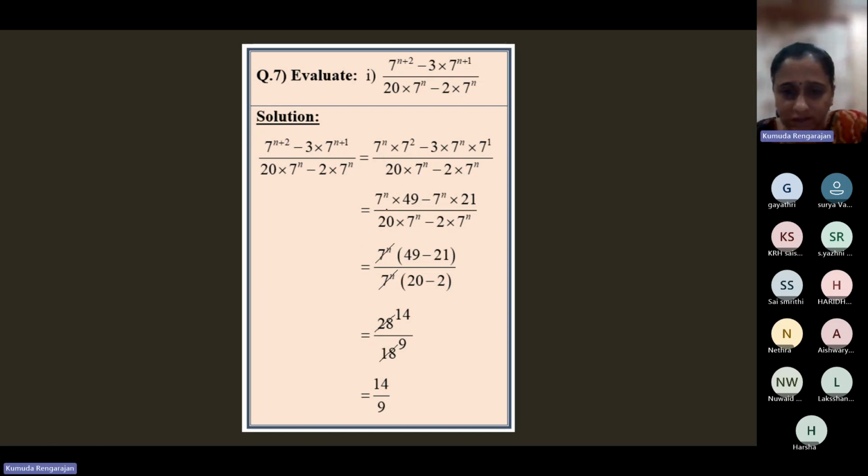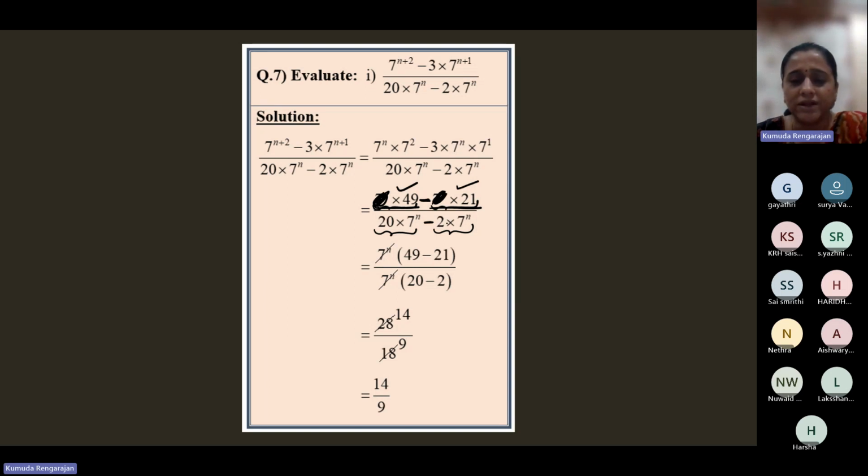Now in the numerator, see, this is one part. This is the second part separated by a minus sign. In the denominator, one part, other part separated by a minus sign. Now in the numerator, the first part and the second part have 7 to the power n in common. Bring it out. So in the bracket, you will have 49 minus 21.